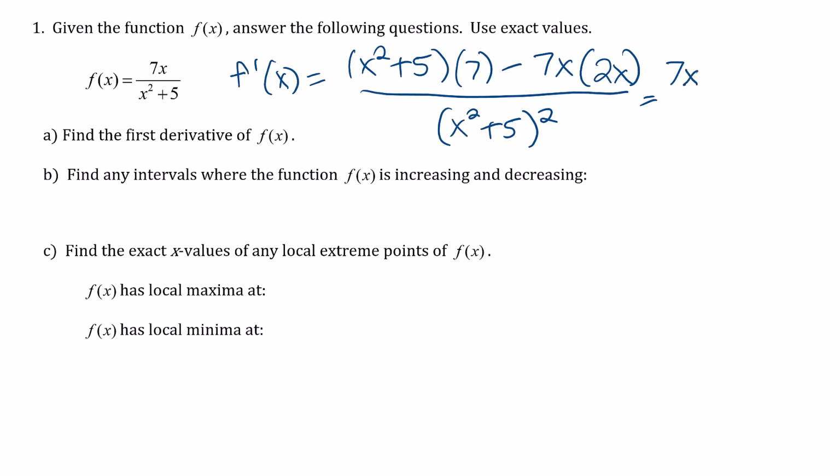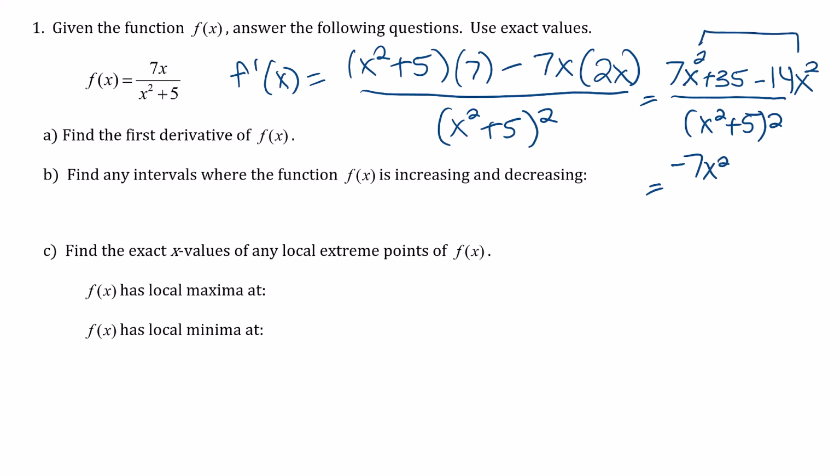And so distributing the 7, I've got 7x squared plus 35 minus 14x squared over x squared plus 5 squared. Let's go ahead and combine the like terms then. So it looks like we get negative 7x squared, combining these two x squared terms, and then plus 35 over x squared plus 5 squared. So this is the derivative.